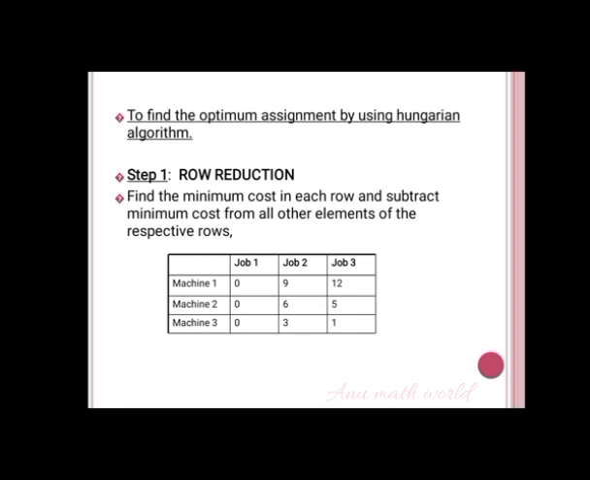To find the optimum assignment using the Hungarian algorithm, in step 1, we have to reduce the rows. Row reduction: find the minimum cost in each row and subtract the minimum cost from all other elements of the respective rows.